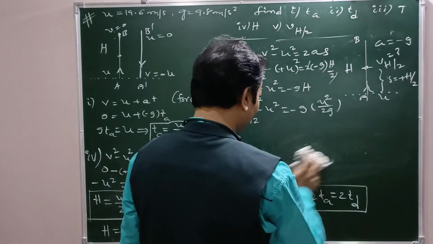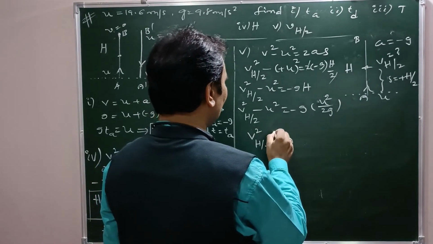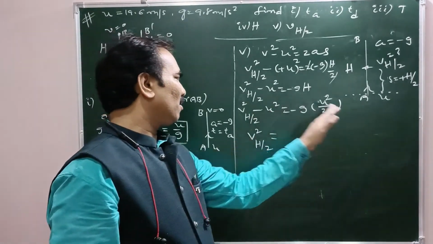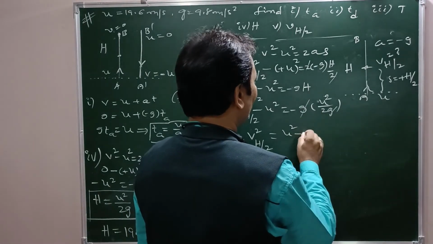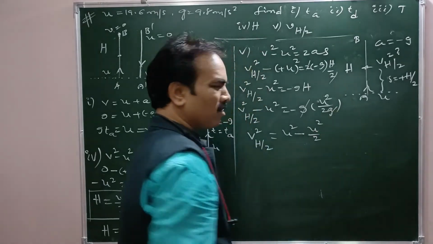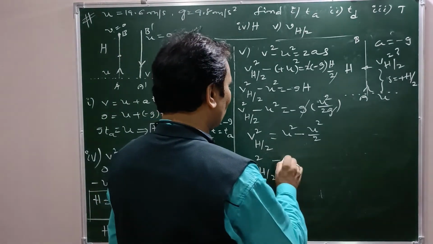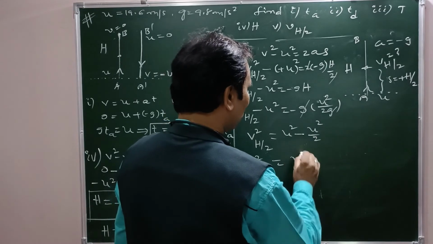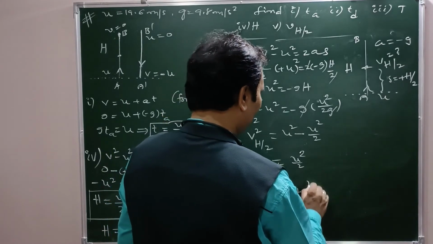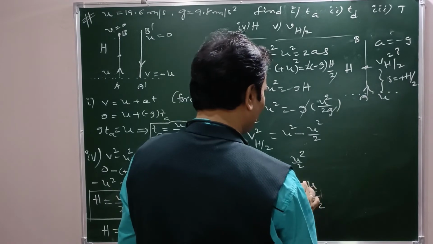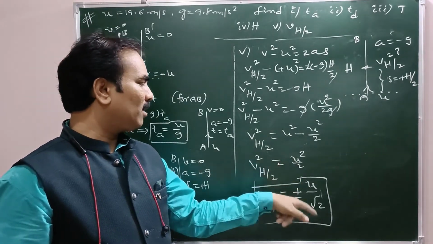Now, on extending, v at half of the maximum height whole square equal to, carrying this minus u square to the RHS, plus u square, minus u square by 2, since g cancels. That is u square minus u square by 2, which means u square by 2. So v at half of the maximum height whole square equal to u square by 2. That is v at half of the maximum height equal to plus or minus u by root 2.